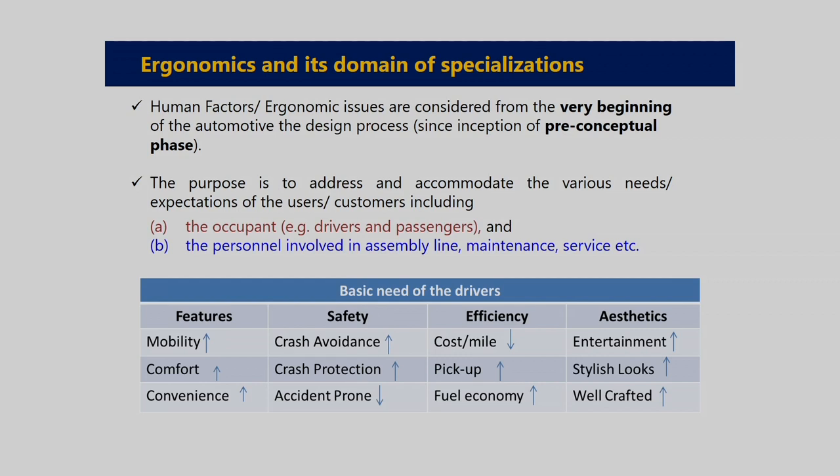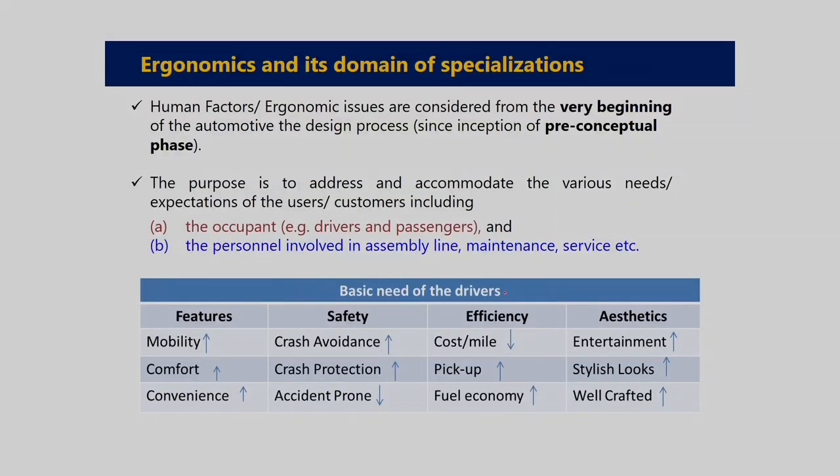The users and customers include the occupants, that is the driver, passengers, different vehicle occupants. On the other hand, the personnel involved in assembly line, maintenance, service. So, while you are thinking about automotive ergonomics, we are not only considering passengers and drivers, but we also need to think about the other personnel who are involved in assembly line, component design, maintenance, service. So, all these people we have to consider. Then, how can we make the automotive design process more human friendly, more user friendly?